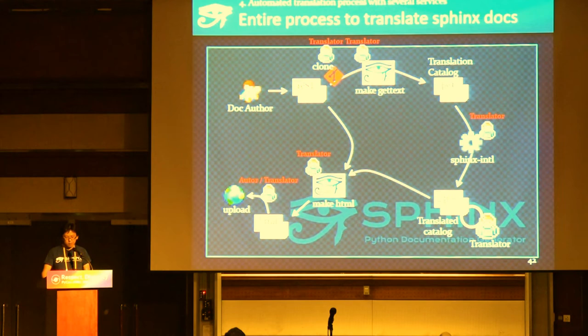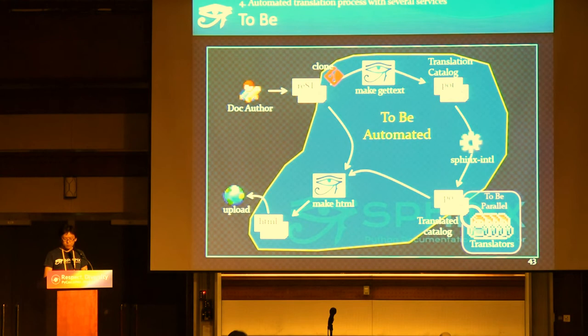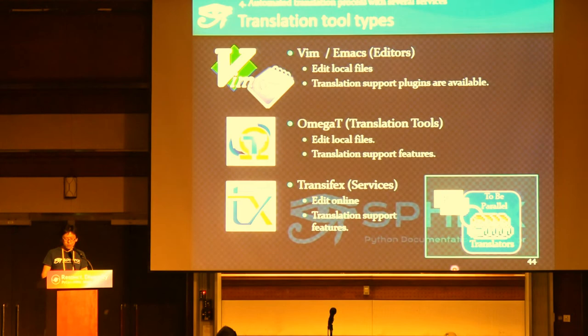Okay, let's make it automated and parallelized, so that the translator doesn't need to know the mechanism and the translation work becomes possible to parallelize. Let's take a look at the parallelization of the translation work, this part. Once you get PO files, you can easily use helpful tools or services that provide translation support features like translation memory, recommending similar translations, glossary, and auto translation. In particular, the use of an online translation service is important for parallelization. I'd like to introduce Transifex as an online translation service.